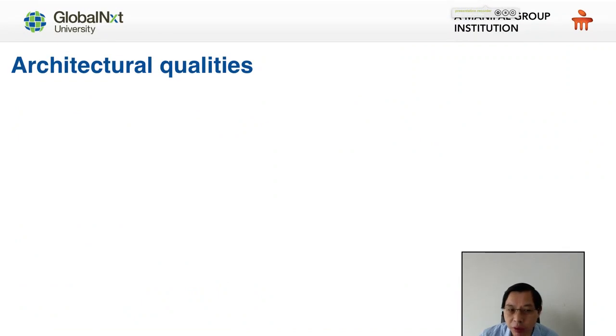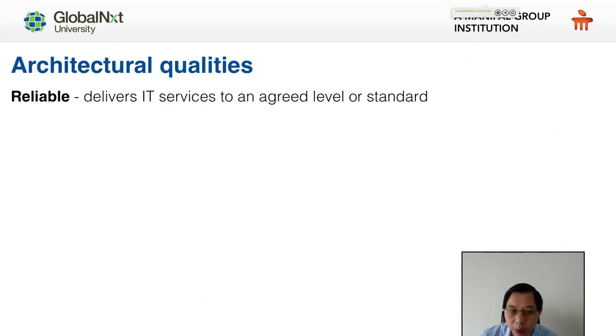So there are a number of different qualities. We've already talked about one, but another quality that is important is reliability, particularly in the context of IT, because as you know, IT is very much supported on a 24/7 basis. Businesses really can't run without IT, so you need that reliability to deliver IT services to an agreed level or standard. And clearly, if there's any significant downtime, that typically has a big impact on the business.